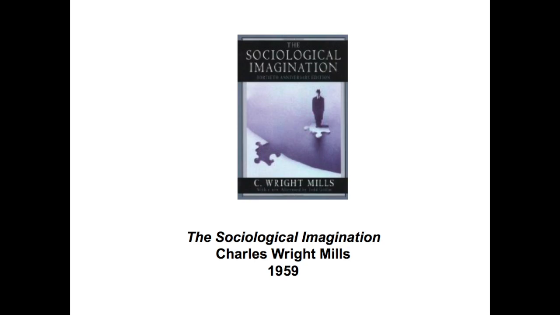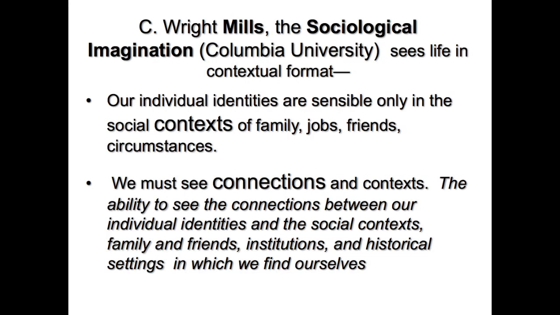It has become a classic in the field of sociology, and you will read about it in any sociology book you pick up. C. Wright Mills taught at Columbia University, one of the best universities in the country, and he said that our individual identities can be understood only within the social context of family, jobs, friends, and circumstances.